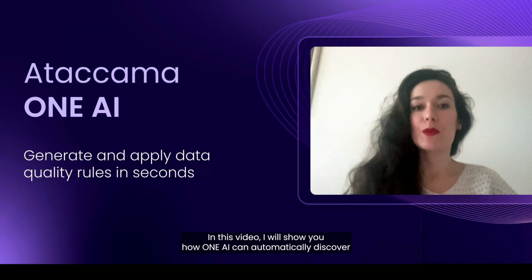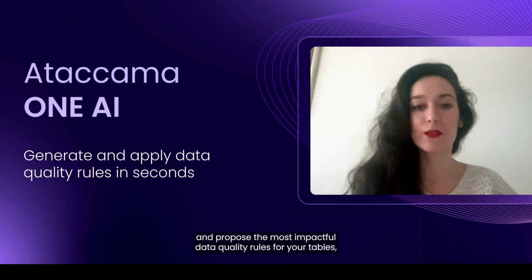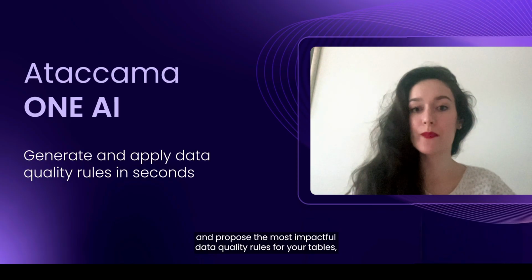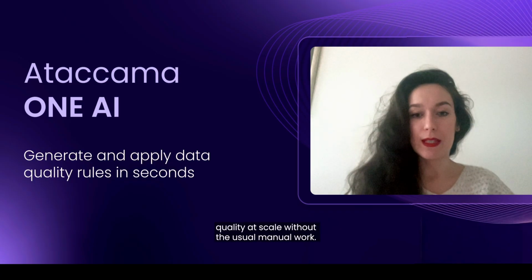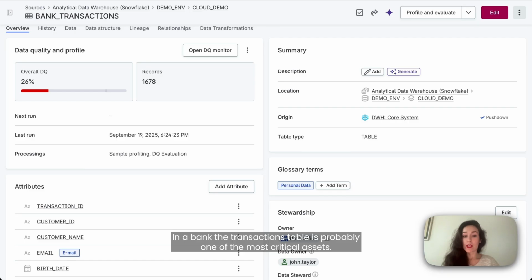In this video, I will show you how OneAI can automatically discover and propose the most impactful data quality rules for your tables, and even apply them in bulk, so you can improve data quality at scale without the usual manual work. In a bank, the transactions table is probably one of the most critical assets.